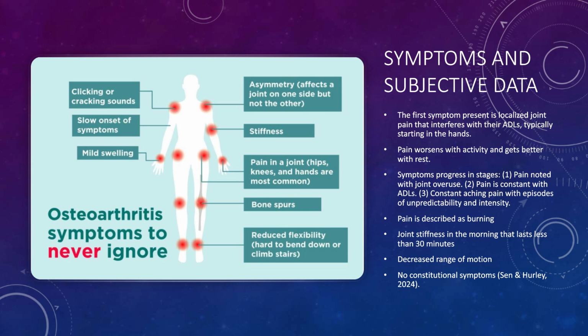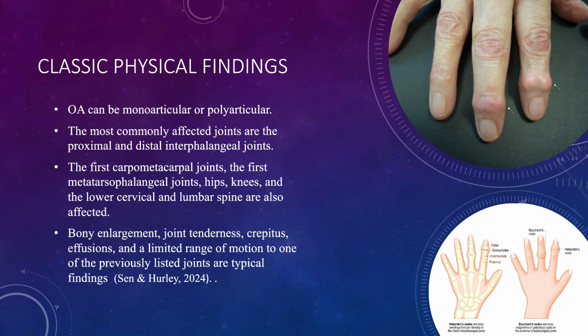Moving on to clinical findings. Typical clinical findings include bony enlargement, crepitus, effusion with limited range of motion, and point tenderness along joint lines. If there's one thing that you should remember from this lecture, it is that osteoarthritis presents with Heberden's and Bouchard's nodules, which you see here on the images to the right.